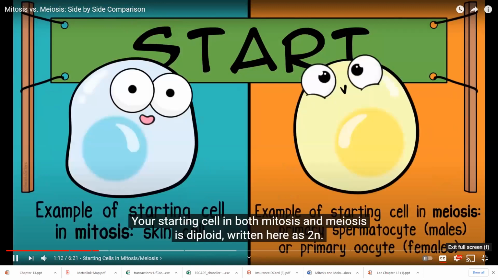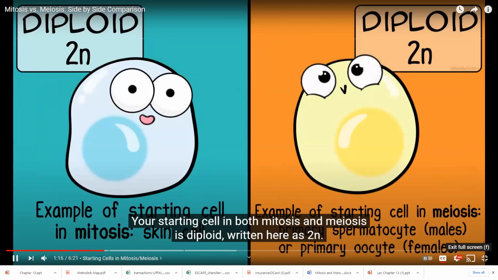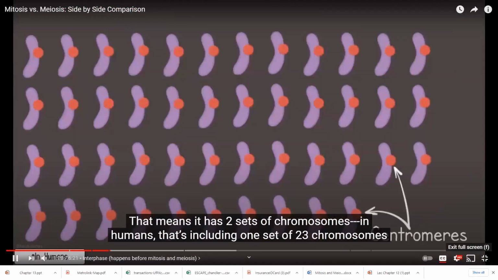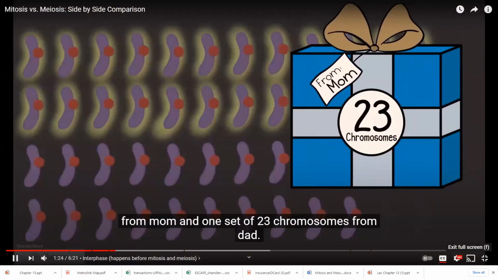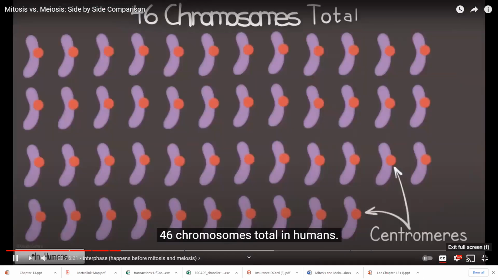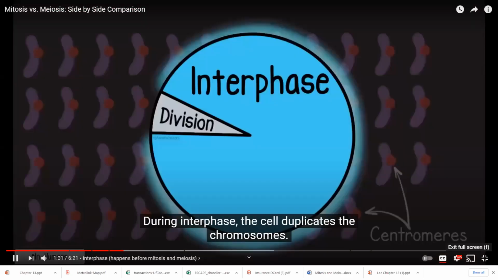Your starting cell in both mitosis and meiosis is diploid. Written here is 2N. That means it has 2 sets of chromosomes. In humans, that's 1 set of 23 chromosomes from mom and 1 set of 23 chromosomes from dad. 46 chromosomes total. During interphase, the cell duplicates the chromosomes.